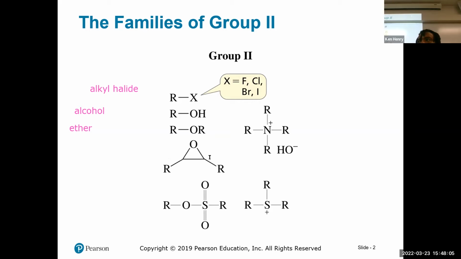Okay, we have a ring structure that's attached to an oxygen and R groups. You guys should know this one. Again, since we're assuming they're all single chains, we're always going to start off with it's an epoxy. That's right. Alkyl epoxies. So alkyl epoxides. Okay.